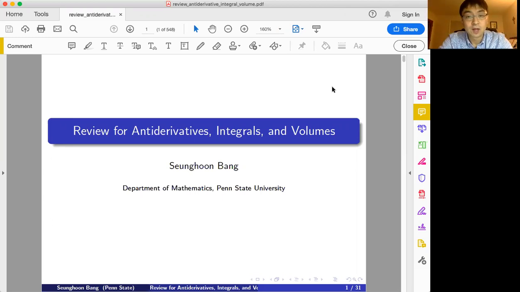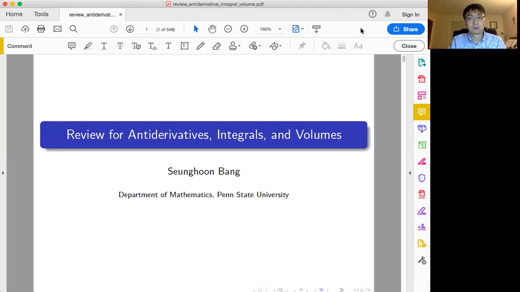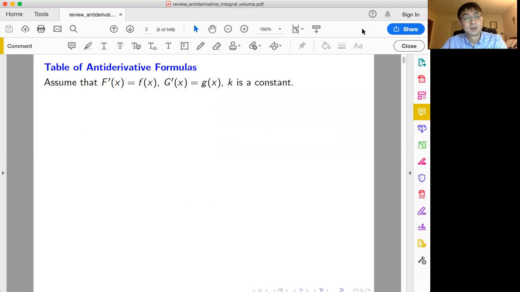Hey, today I want to talk about review for antiderivatives, integrals, and the volumes, section 3.9, chapter 4 and chapter 5. Here, you need to know the table of antiderivative formulas. Assume that capital F prime of x is little f of x, capital G prime of x equals little g of x, and k is a constant.